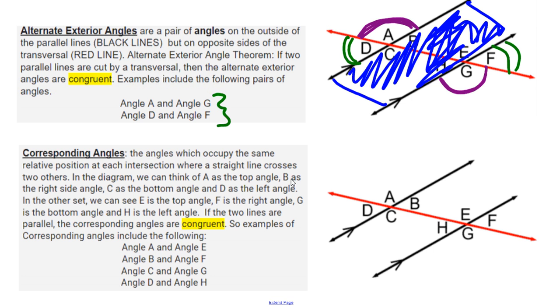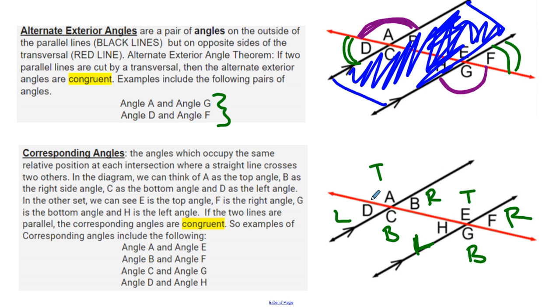All right, corresponding angles occupy the same relative position at each intersection where a straight line crosses two others. So again, what we can think of, A is the top, this is the right-hand side, this is the bottom, this is the left. Or if you like, north, east, south, west, it doesn't matter. Well, if we think about this as a completely separate little X, the E is on the top, or the north side. The F is on the right, or the east side. The G is on the bottom, or the south side. And the H is on the left, or the west side. Okay, so again, it doesn't matter.